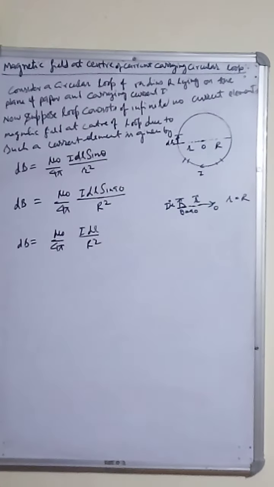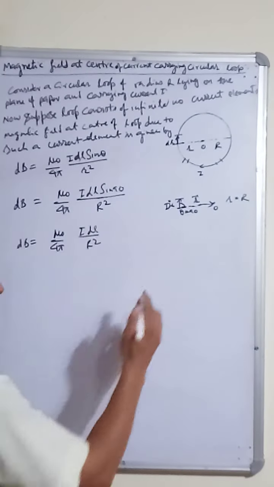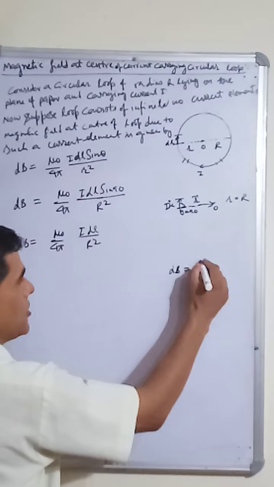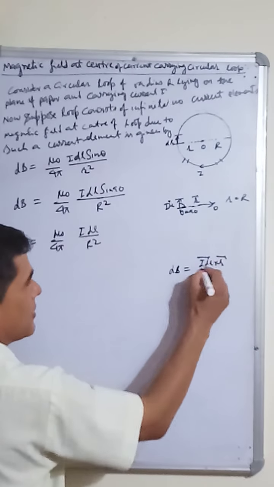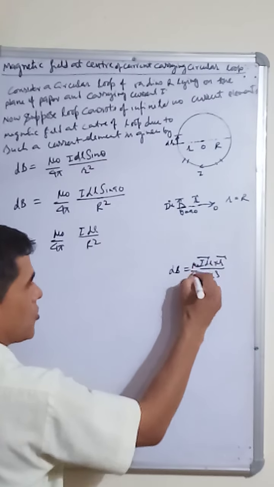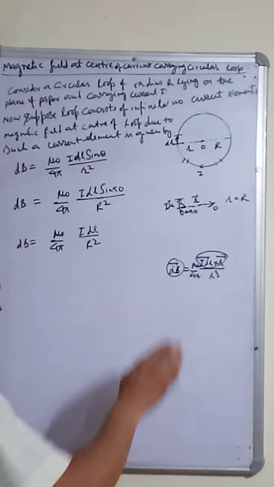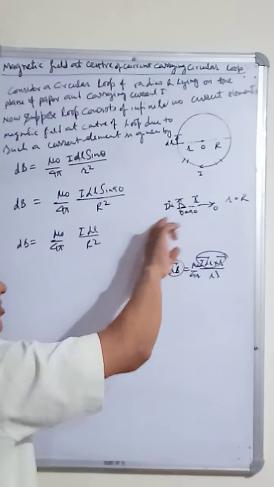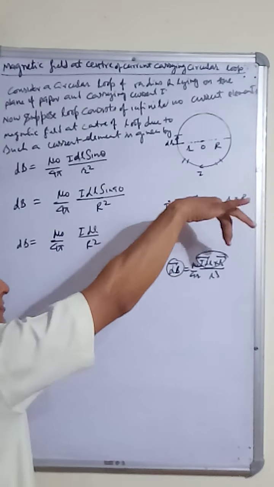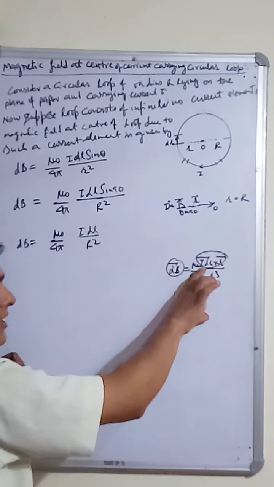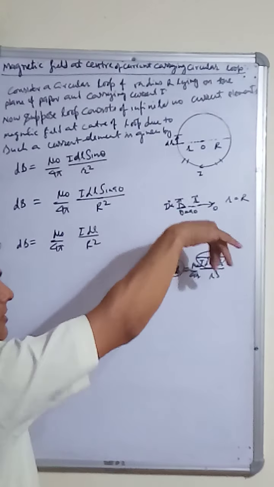One more important thing is the direction of the magnetic field. To find it, I have already explained the right hand thumb rule. In the Biot-Savart law, dB is equal to mu naught over 4 pi, I dl cross r upon r cube. The direction of I dl cross r will be the same as that of dB. Here it is I dl, here it is r, so I dl cross r is inward. Rotate your fingers from I dl to r, so the magnetic field is inward.